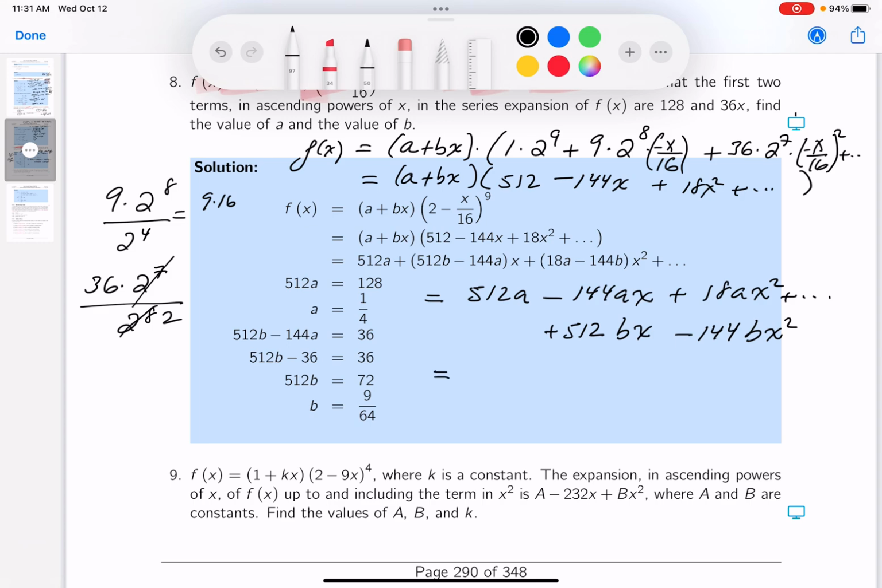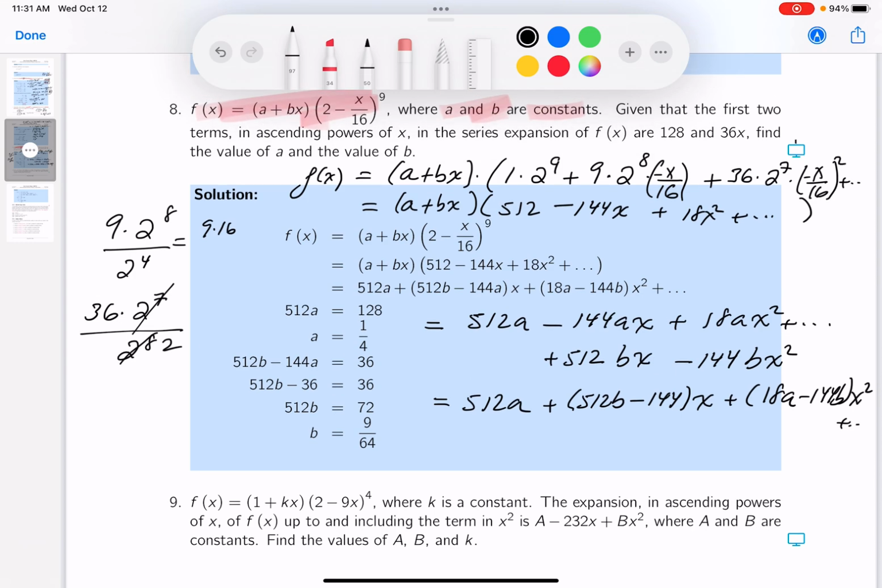So let's write this down. So you get 512a plus 512b minus 144a x plus 18a minus 144b x squared. And this goes on, all right? On and on and on. I even forgot what you said. Let's take a look at this. They said the first term is 128 and then 36x. So I think I went too far, didn't I?